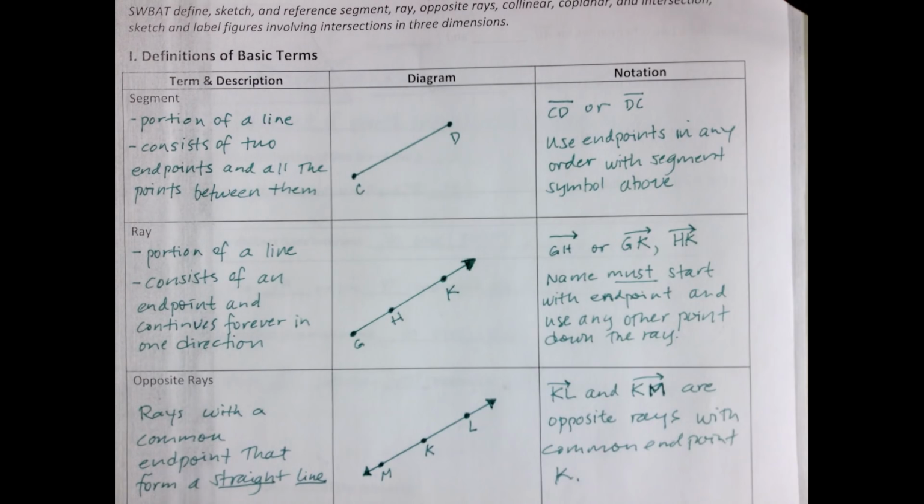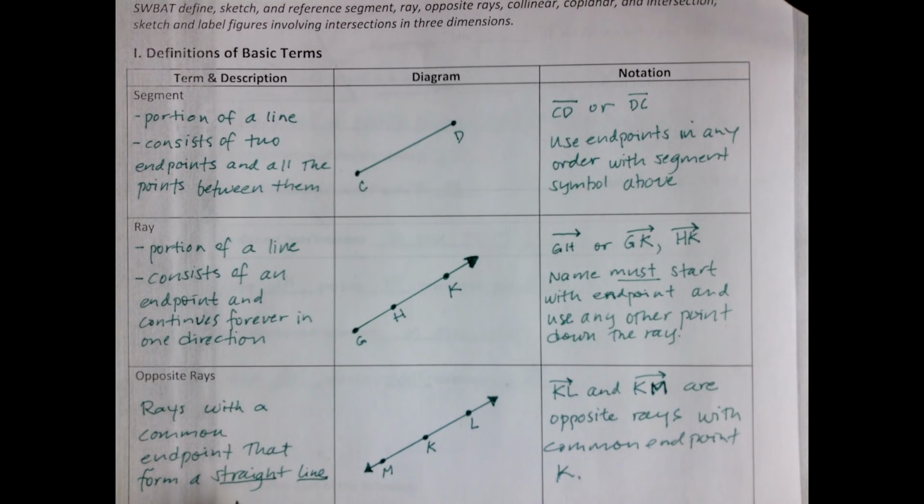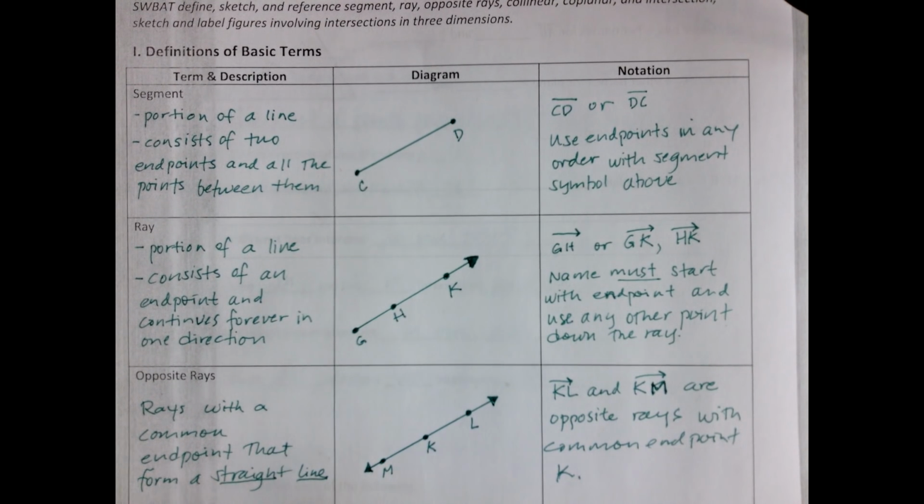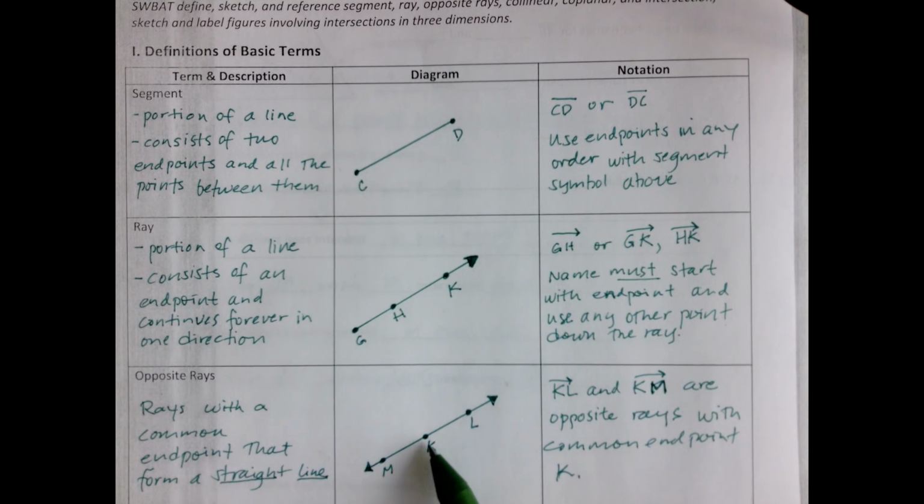Okay, opposite rays. A lot of people get confused with the term opposite rays. Let's be clear. Every straight line has opposite rays. It's just a matter of naming where the opposite rays lie. So ray KL is opposite the ray KM. Why? Because one is pointing to the right, one ray is pointing to the left. So they're on opposite sides.